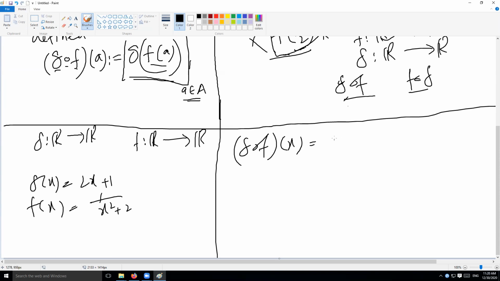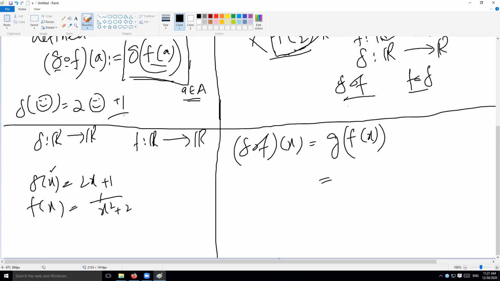So take your f operated onto x, and then substitute this into g. So what would be the output? So what is g doing? g is taking any input; if I substitute Bablu into g, I'm going to get 2 times Bablu plus 1, right?